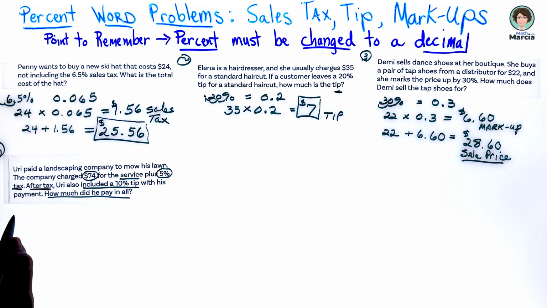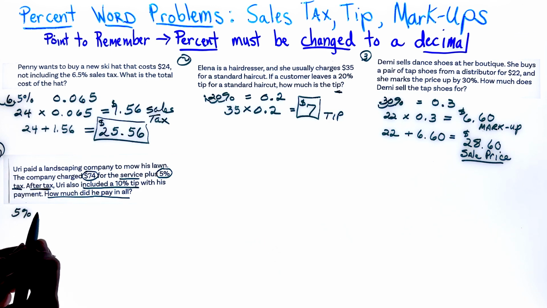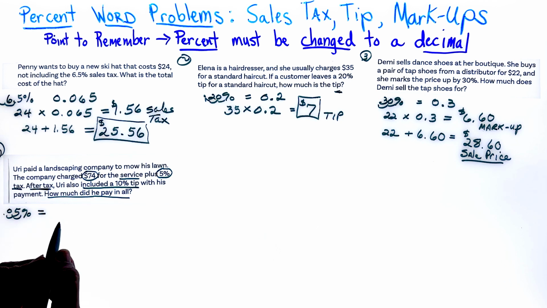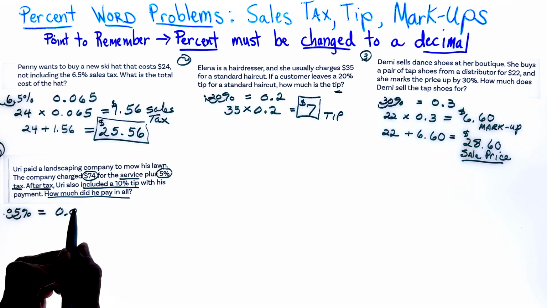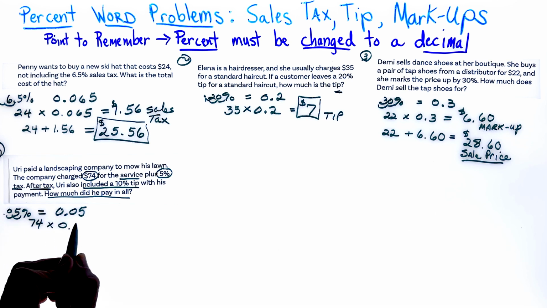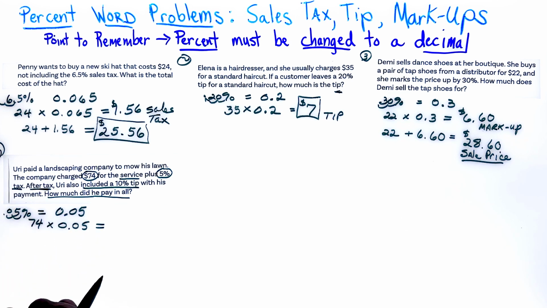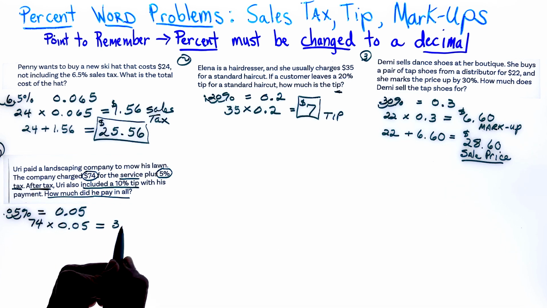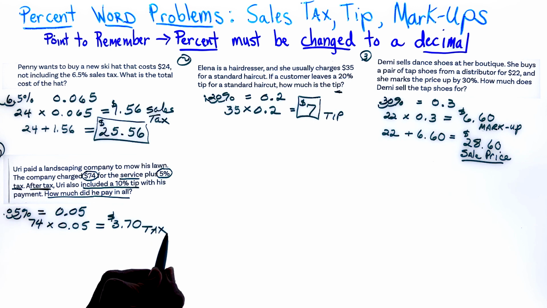percent, 5%, to a decimal, moving over 2, adding that decimal point, so it's 0, that's no whole numbers, and there you go, point 05, that's 5/100. So now to find the sales tax, we're going to take 74 times 0.05, and the sales tax is $3.70. So there's our tax.